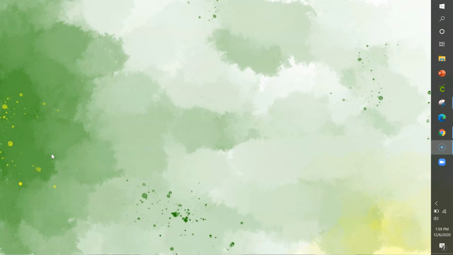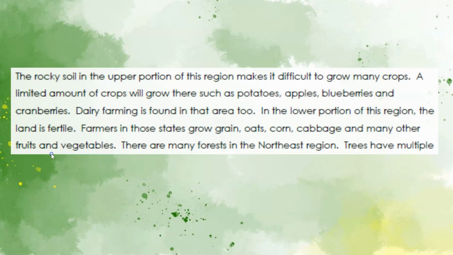I know that both the New England and the Mid-Atlantic portions of the Northeast region grow crops. That's how they are similar. But if I refer back to my text to describe how they are different, I see here that in New England, the soil is rocky. That makes it very difficult to grow many crops, and they're limited in the crops that they can grow. They can grow potatoes, apples, blueberries, and cranberries in the New England portion of the Northeast region.